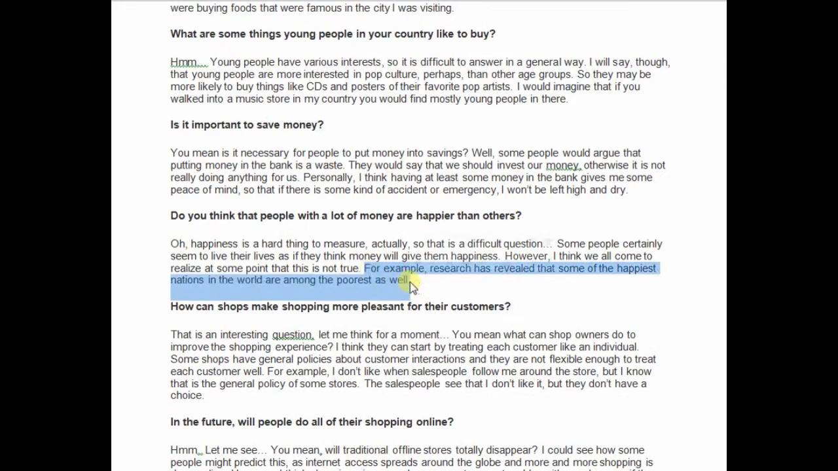All right, so use an example, okay? Just like with this question here, where I gave a reason why it's difficult, I did the same thing here. Questions about happiness are always pretty difficult to answer. All right, and I used a kind of concession here as well. I didn't say "some people say," but "some people seem to live this way."